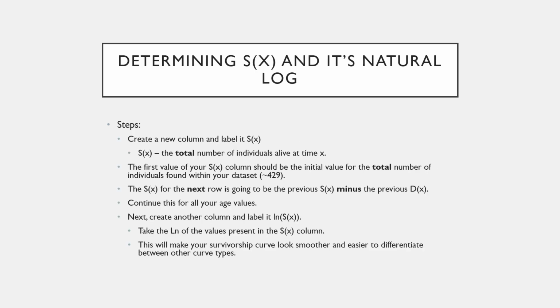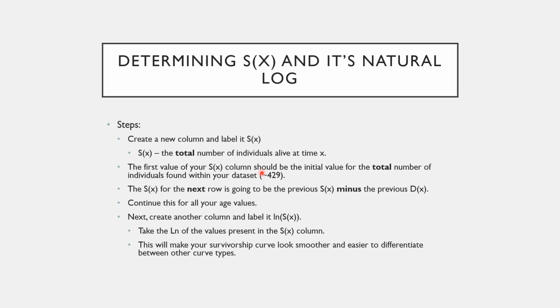All right, so after we have put all of our age values into Excel, organized them, removed our duplicates, and determined our D of X, or counts per age, you're going to next determine your S of X and its natural log. So first thing you're going to do is create a new column, and label it S of X, where S of X is the total number of individuals alive at time X. So your first value of your S of X column should be the initial value for the total number of individuals found within your data set.